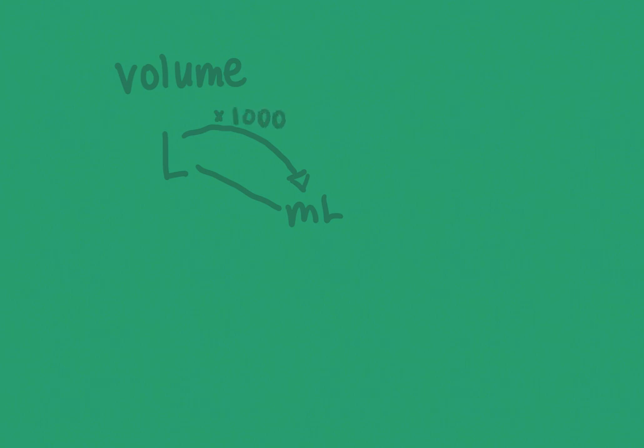If you wanted to go from milliliters to liters, you would divide by 1,000. And you could go into centiliters and deciliters and different types of liters, but in healthcare, we don't typically use those measurements. We typically just refer to our volumes as liters or milliliters.